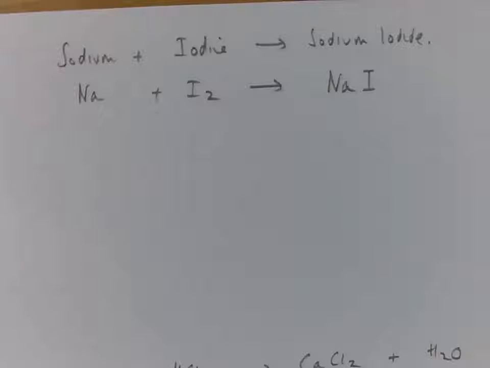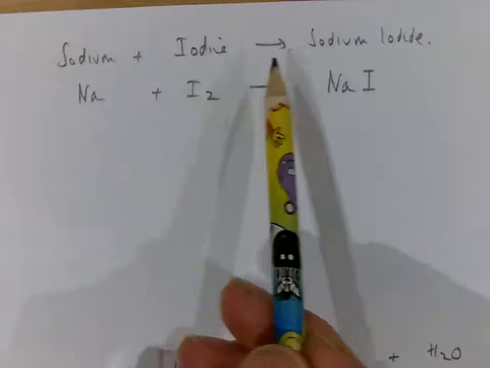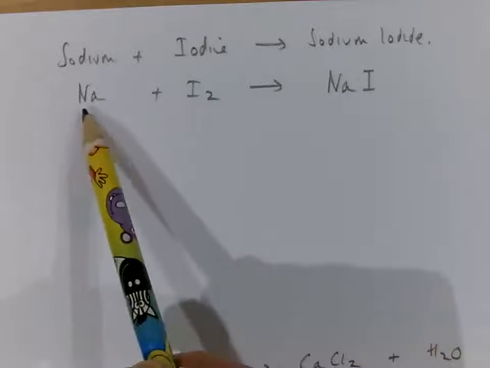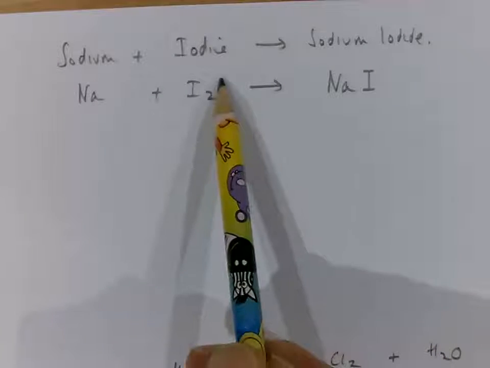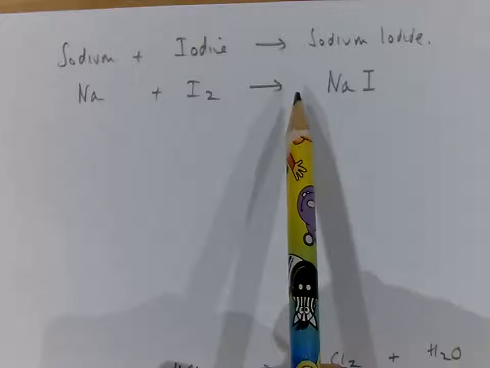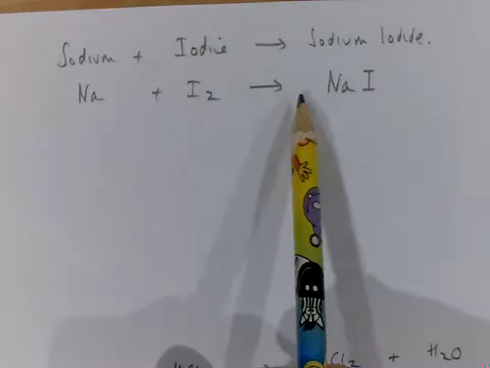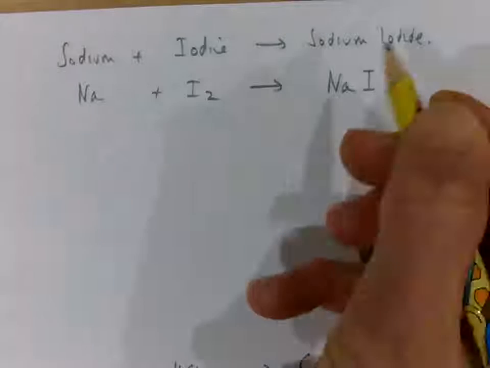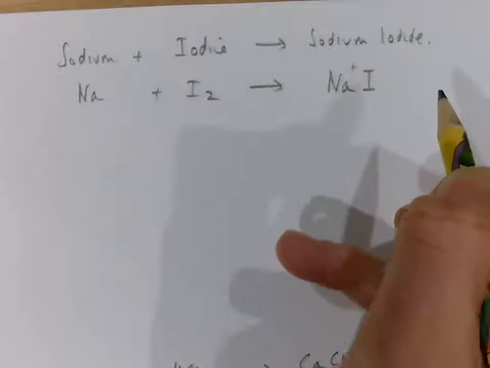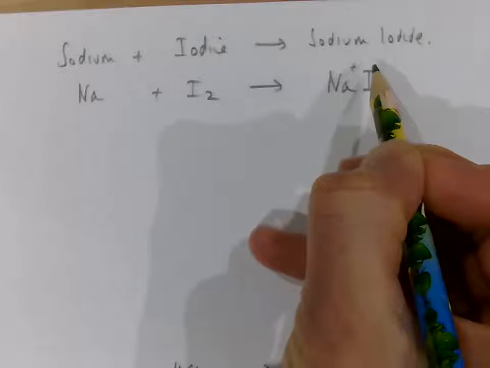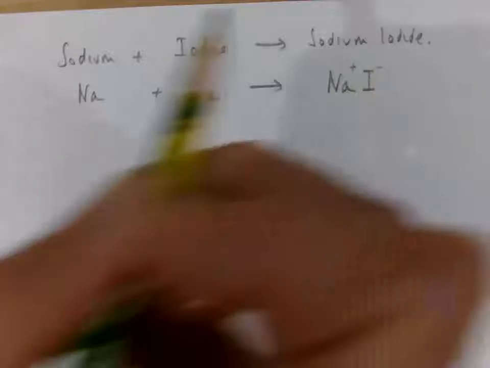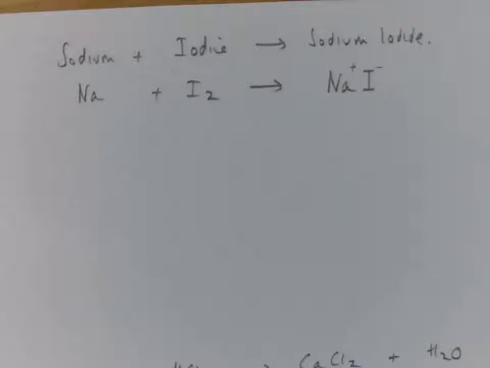So the first one I'm going to model is sodium plus iodine gives us sodium iodide. Sodium plus iodine, remember iodine is a diatomic molecule, so it travels around in pairs, gives us sodium iodide. Now I know this is the formula for sodium iodide because sodium has a +1 charge, it's in group 1, iodine has a -1 charge because it's in group 7.